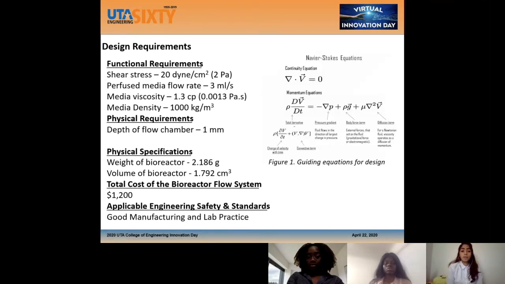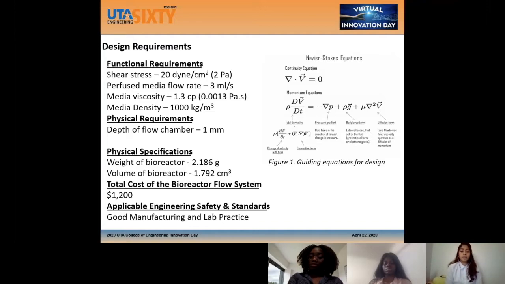The design requirements included the functional requirements, which were a shear stress of 2 Pascal, a media flow rate of 3 milliliters per second, a viscosity of 1.3 cP, and a media density of 1000 kilograms per meter cubed. The physical requirement set was 1 millimeter depth of flow chamber, and we got the weight of the bioreactor to be 2.186 grams and the volume to be 1.792 centimeters cubed. The whole system cost only about $1,200, including all the tubing, pump, and everything.